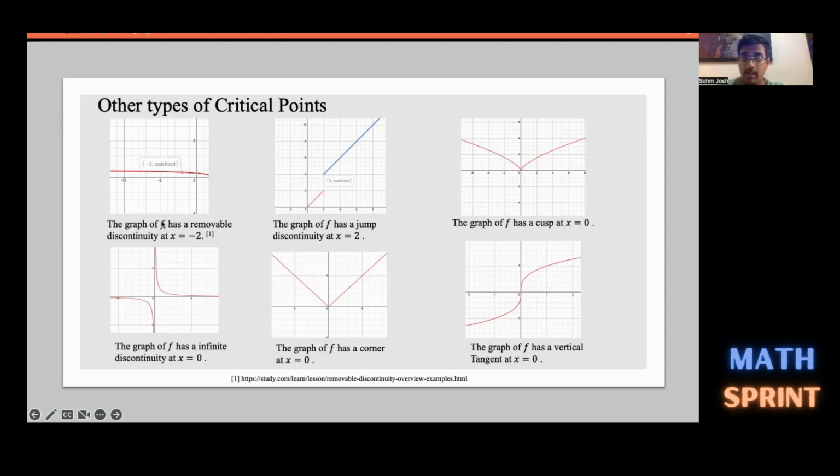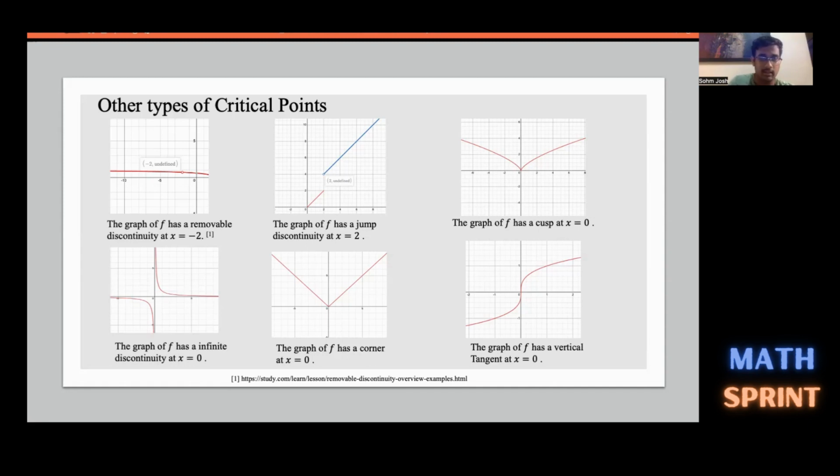The third one over here in the top right corner shows a cusp. A cusp is not a type of discontinuity, but at this sharp corner, which over here is showing the sharp corner at x is equal to 0, the function is not differentiable. Because the left hand limit of the gradient and the right hand limit of the gradient are not equal to each other. So since the function is not differentiable at x is equal to 0, then f dash of x is undefined at x is equal to 0. So x is equal to 0 is a critical point.